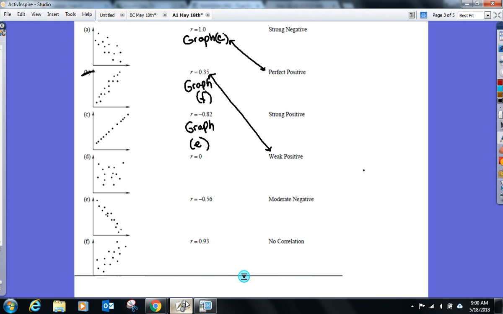Okay, but remember, just take a look at what we've got coming up. We also have negative 0.56 coming up. So strong negative for this one. If there was something like negative 0.9, I would probably call that moderate negative, yes.